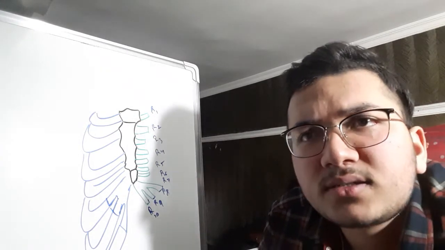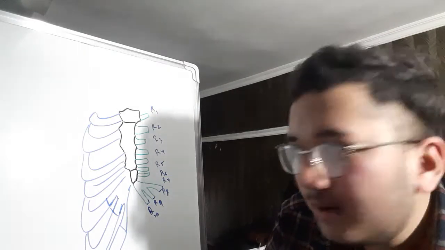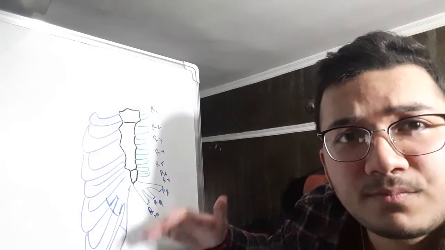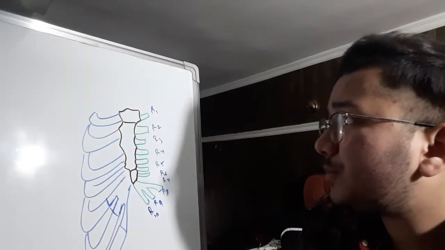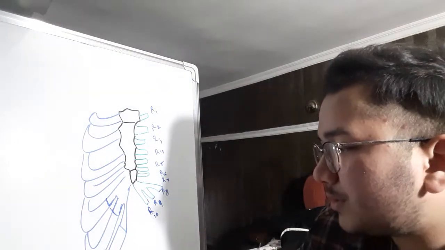The trachea is somewhat located in here. The heart, which is a very major organ, is located here, and also the diaphragm, which closes the aperture. This is the larger aperture, the smaller aperture, and here we have the floating ribs.